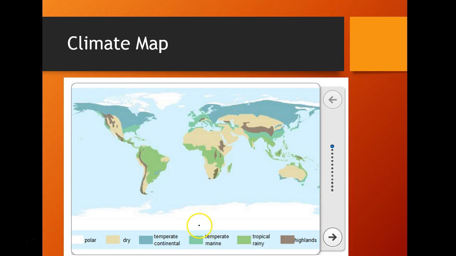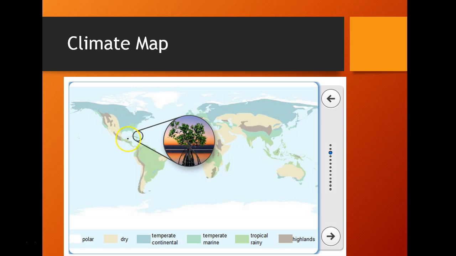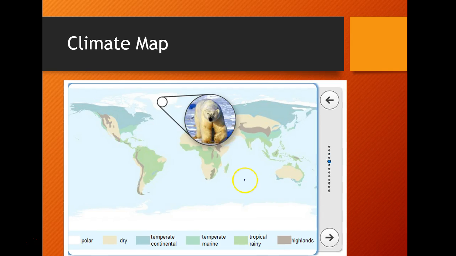So here we have a climate map, and you can see there are many different types of climates. Based on the color shading, you can see the different types of climates that exist on Earth. Let's go over a couple of them. Here we would see a type of tropical rainy climate, and the organisms would be green and lush. Up here we would see more of a polar climate, so we see lots of snow and also organisms adapted to that climate, such as polar bears.